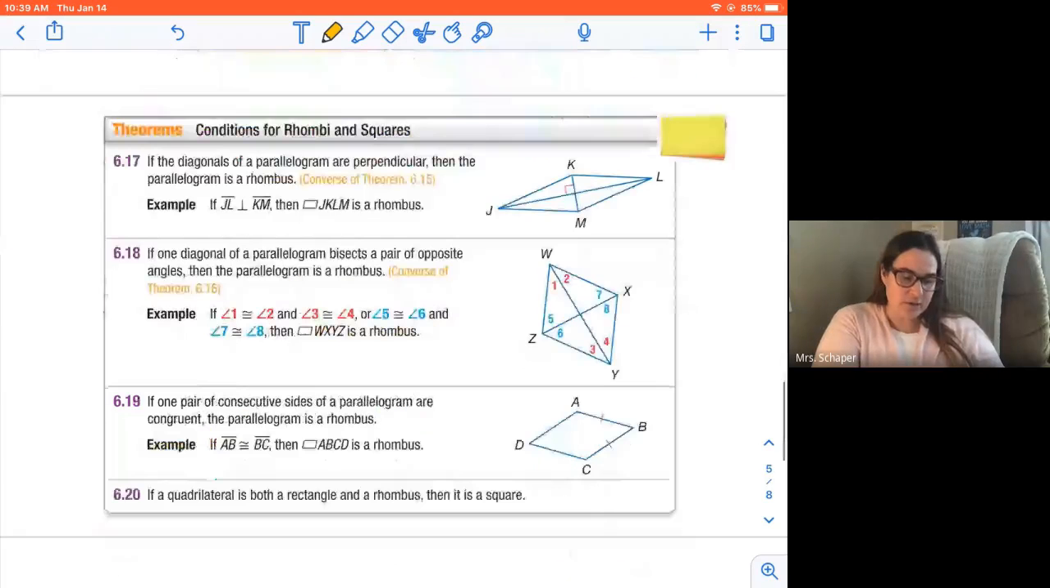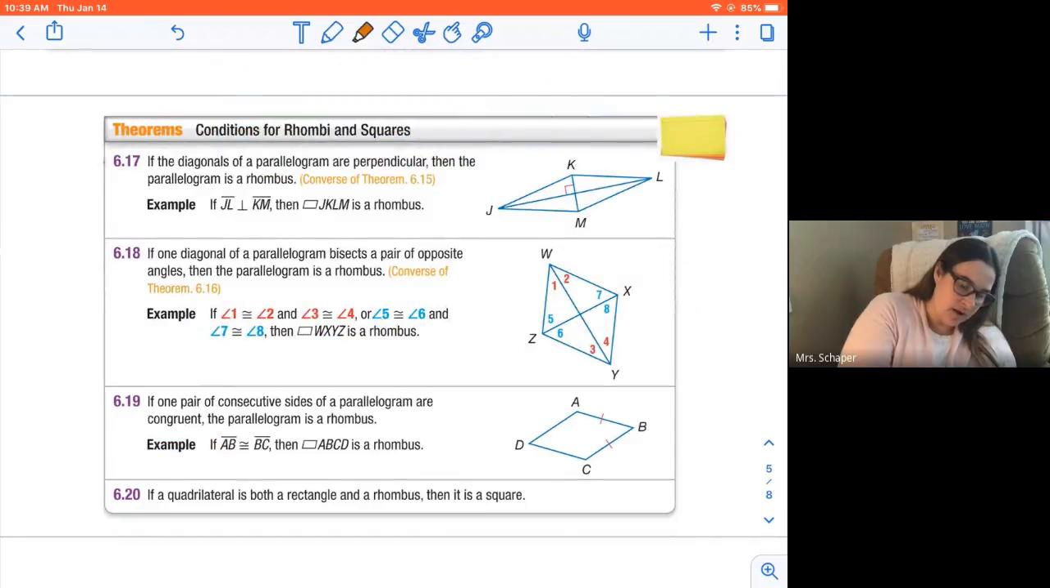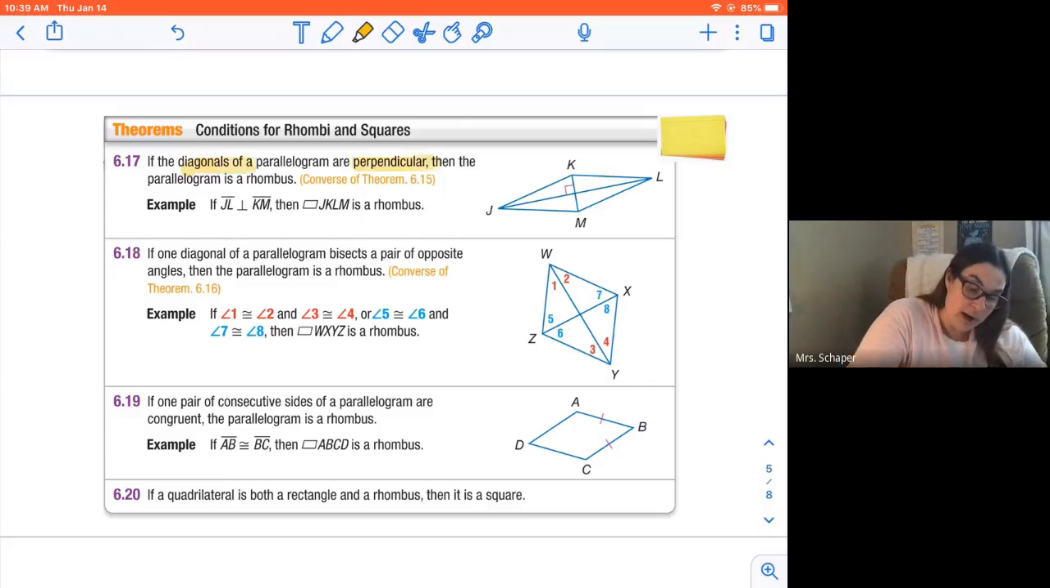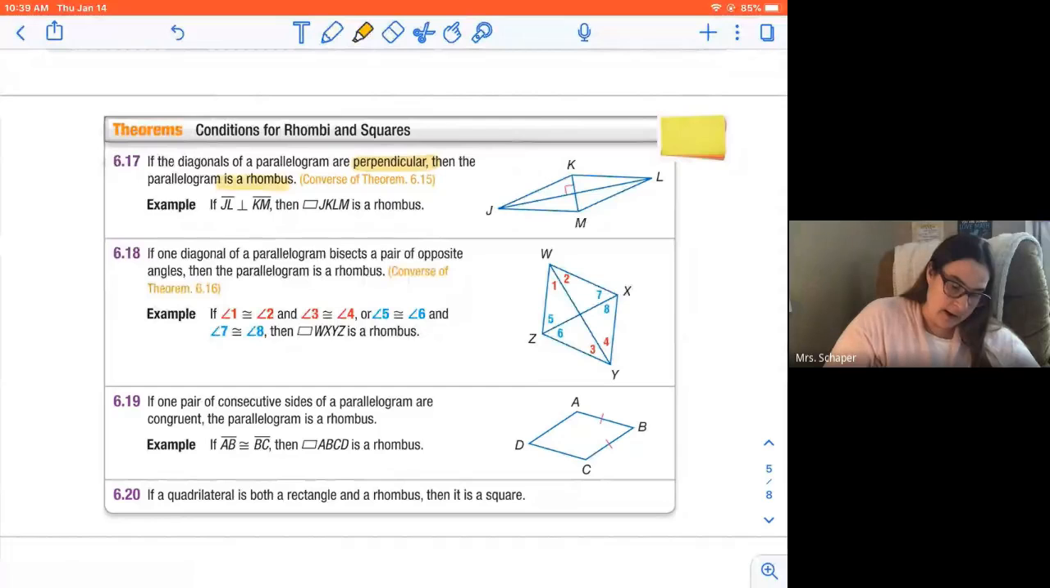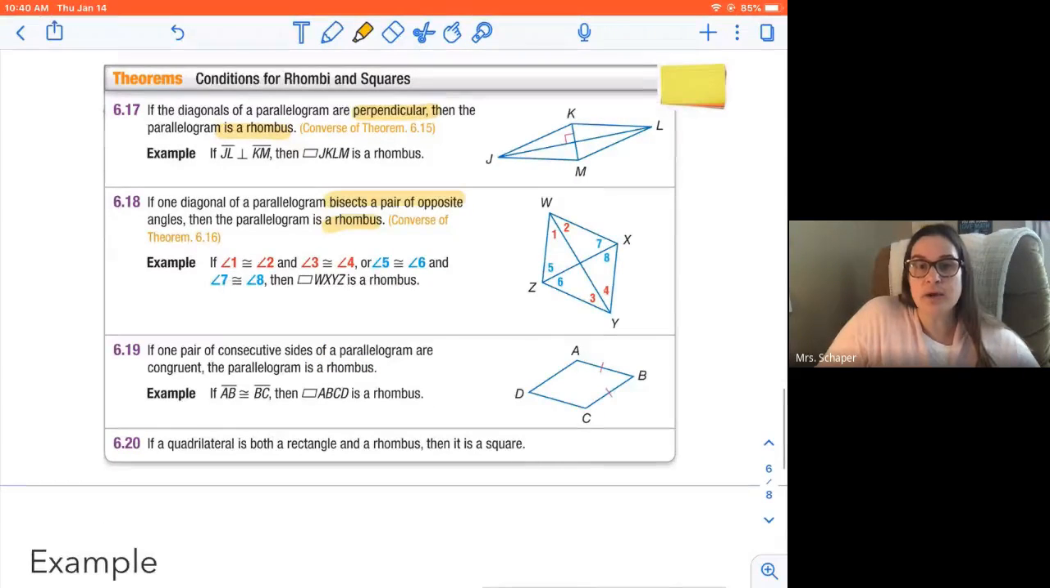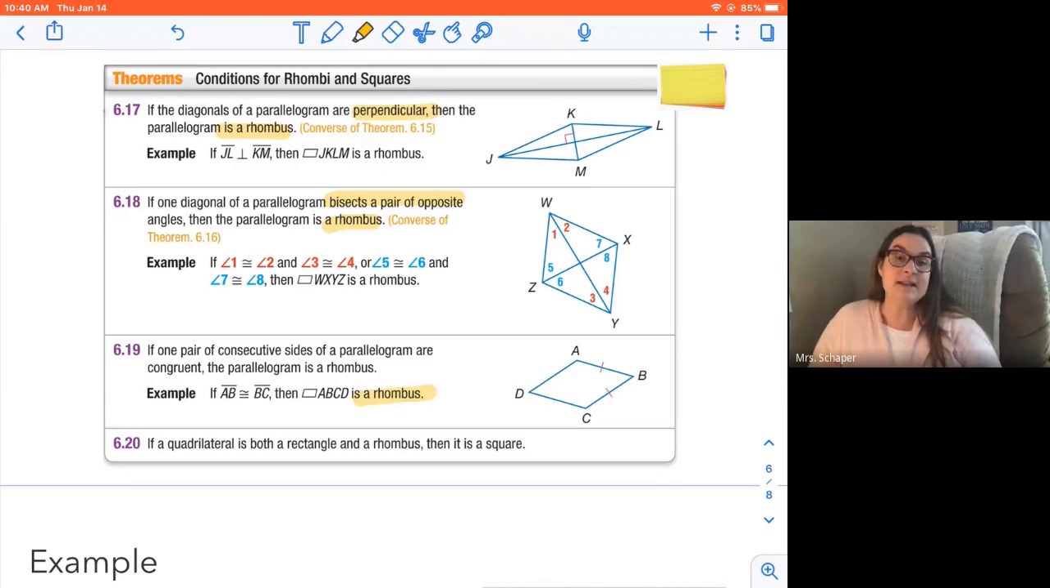All right, so conditions for rhombi and squares. So some things that we know. The diagonals of a parallelogram are perpendicular, or I'm sorry, in a rhombus are perpendicular. If one diagonal of a parallelogram bisects the pair of opposite angles, then the parallelogram is a rhombus. So as long as we have it bisecting a pair of opposite angles, then it's a rhombus. If one pair of consecutive sides of a parallelogram are congruent, then it's a rhombus. Okay, so it builds on that all sides congruent.